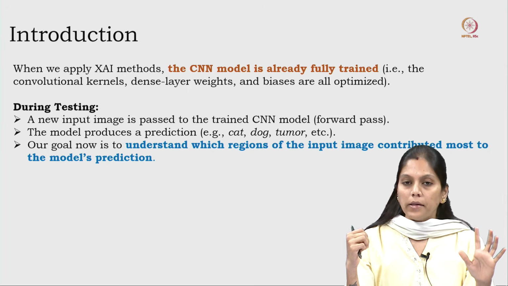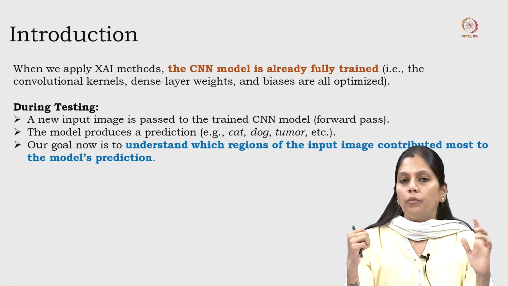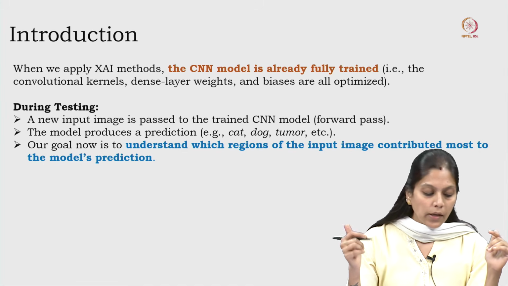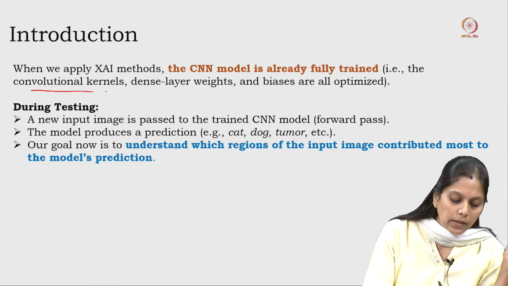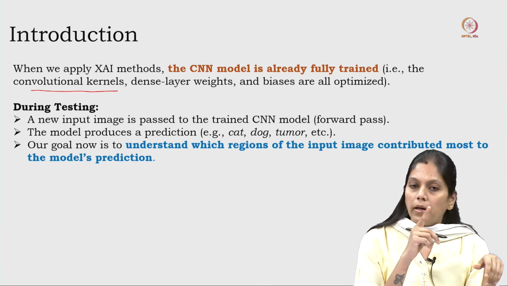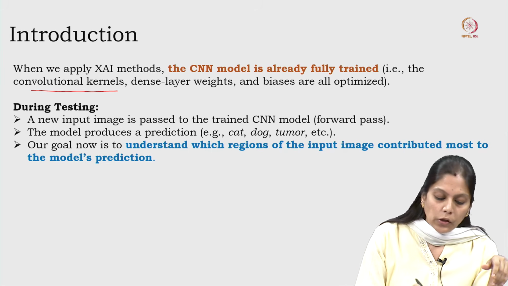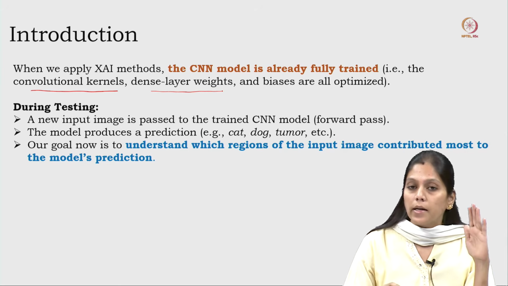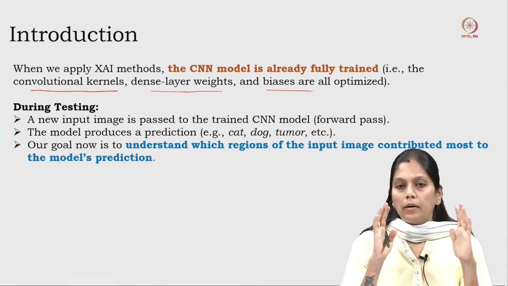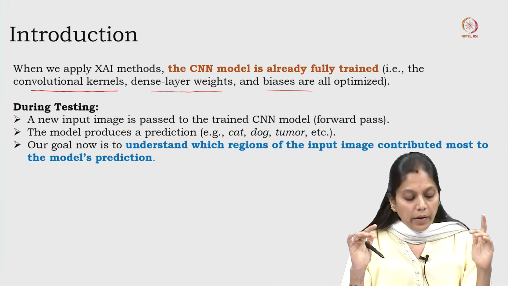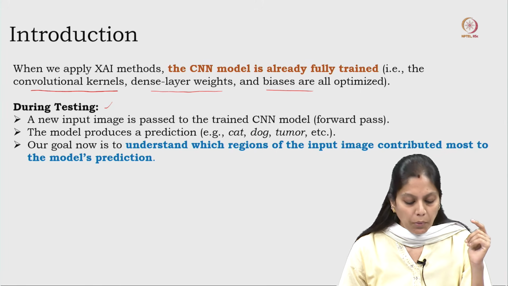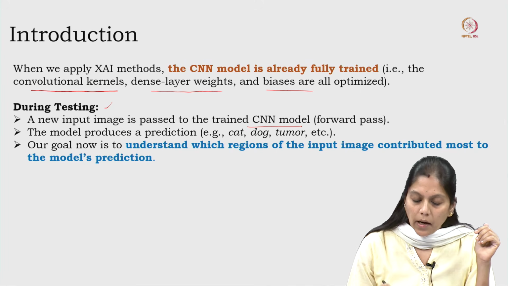And once you freeze the model, meaning once you feel that the model is well trained, ideally it means we have got optimized kernels, so that it can extract very good features. Then in a CNN we have dense layers, so the weights of all these dense layers are optimized, and even the biases. So, once the model is well trained, then during testing the input image is passed to this trained CNN model.